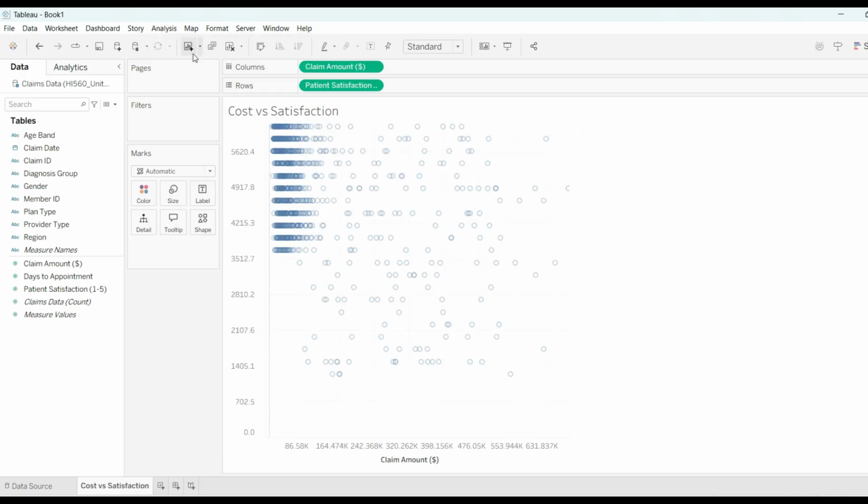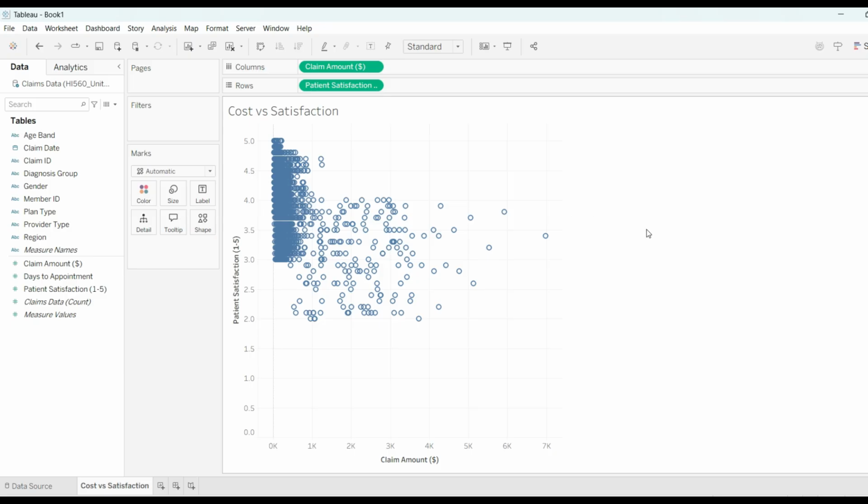We're going to take off the aggregate measures. We're just going to click that. Ta-da! And now look at that. Now we've got about 2,000 individual dots scattered across the chart. Each dot represents one insurance claim. The horizontal position tells you the claim cost. The vertical position tells you how satisfied that patient was.